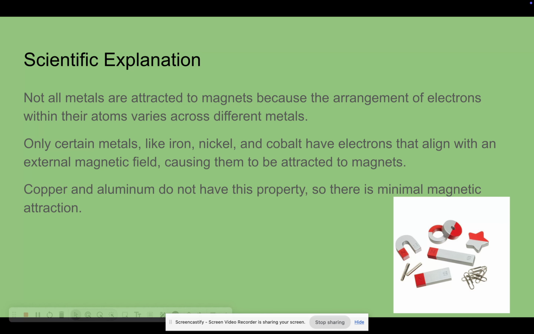The scientific explanation for why not all metals are magnetic is that the arrangement of electrons within their atoms varies across different metals. So only certain metals like iron, nickel, and cobalt have electrons that align with an external magnetic field, causing them to be attracted to magnets. Copper and aluminum do not have this property, so there's minimal magnetic attraction.